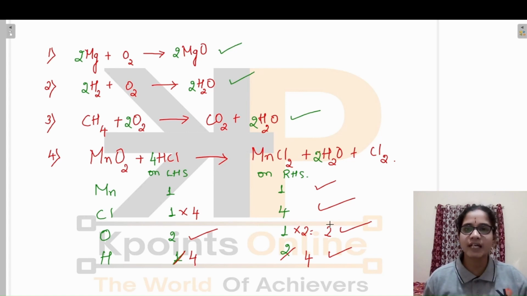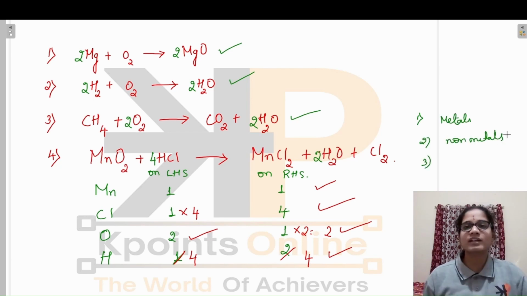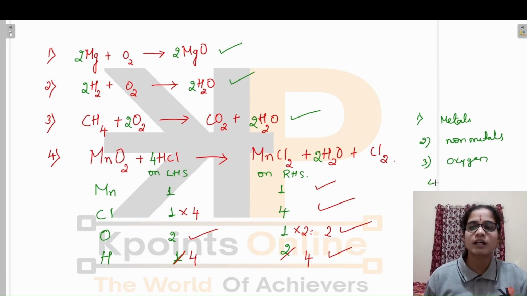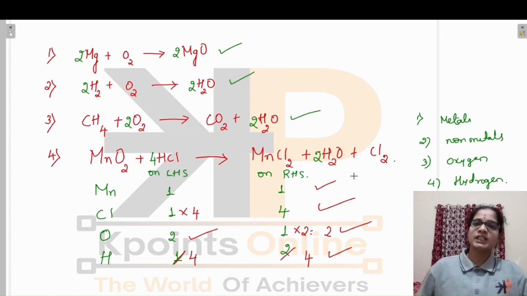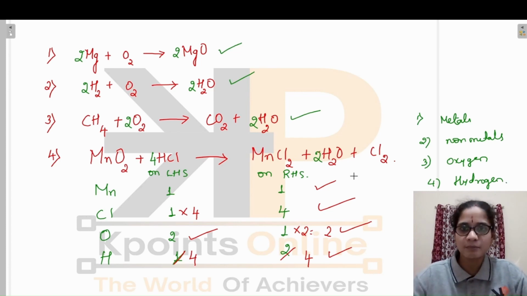Okay. In this way we have to solve by hit and trial method, or you can also use one general trick. If you are unable to understand which atoms are to be balanced first, just follow the order. Even though it is a hit and trial method, we can have one general trick like first metals are balanced, then non-metals, excluding oxygen, then oxygen, last hydrogen. We can follow this order also. Okay, usually the single elements are balanced in the last so that it is very convenient.